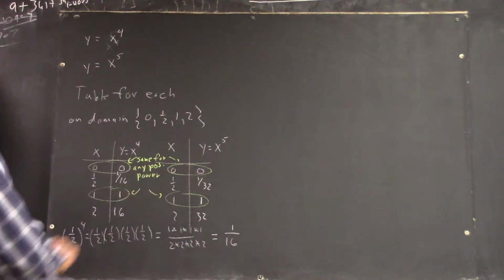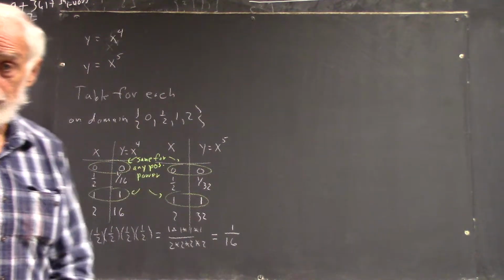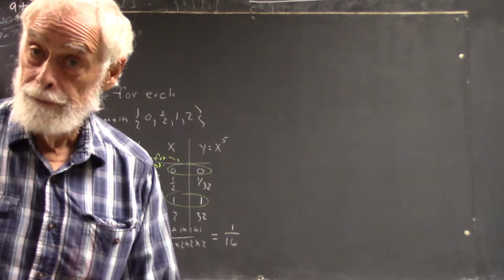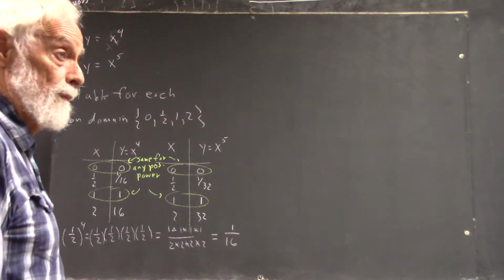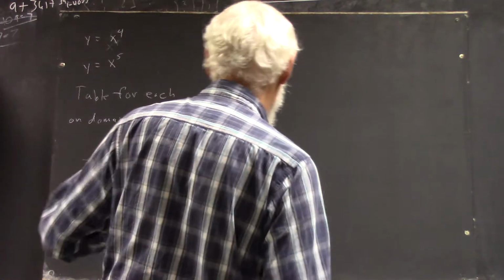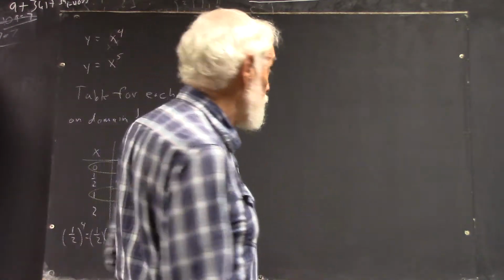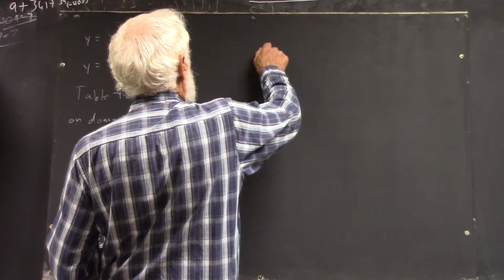So these two are the same for any positive power, these two are the same. What's that tell you about the graph? It's going to have the same shape. Somewhat similar, exactly. But you know, let's see what the differences are.